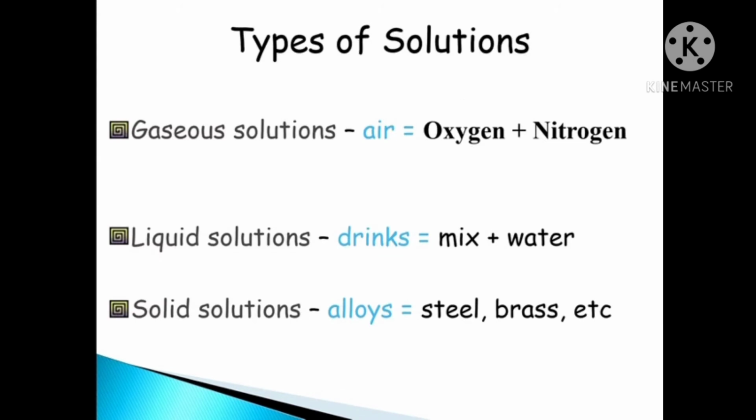Next topic, types of solution. Air is a gaseous solution because it consists of oxygen gas and nitrogen gas. Liquid solution: most of the drinks consist of a mixture of particles plus water. Solid solution: the best example is alloys. Examples are steel and brass. Alloys means a mixture of two or more metals in a particular proportion.